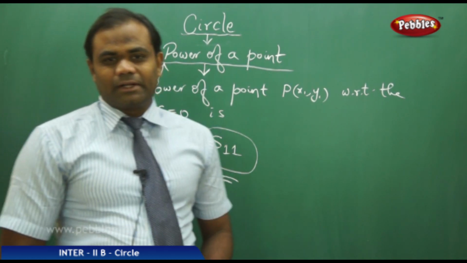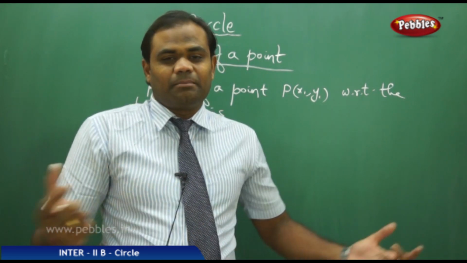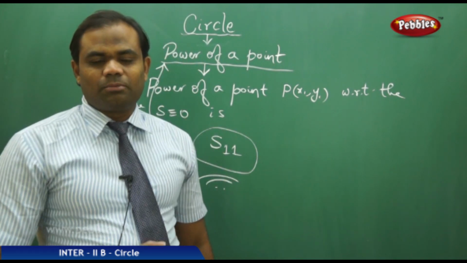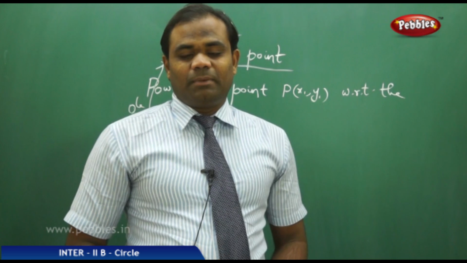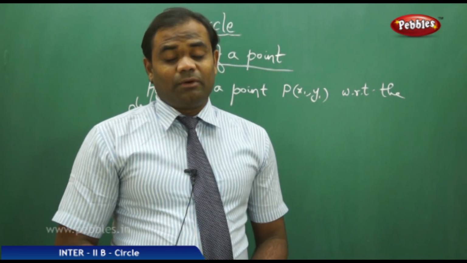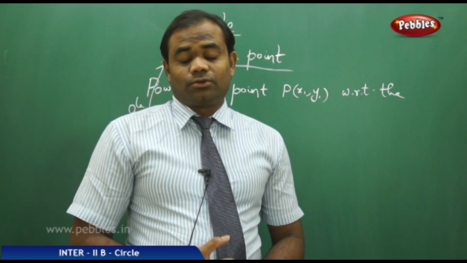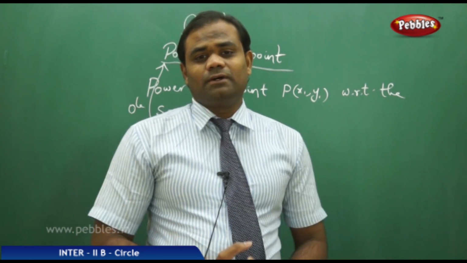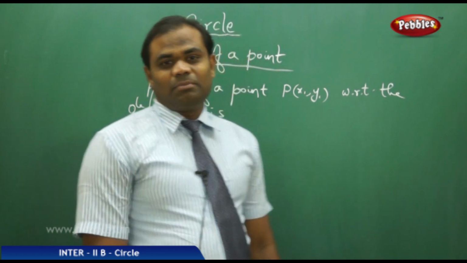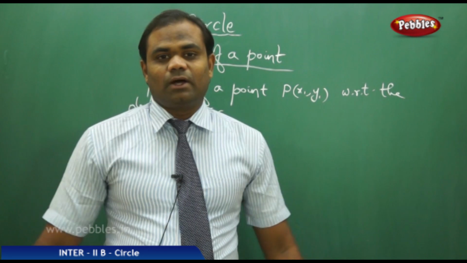Now this is very much connected with the position of a point, because the position of a point is decided by the power of a point. That is, if the power of a point is positive, then the point lies outside the circle. If the power of a point is negative, the point lies inside the circle. If the power of a point is 0, then the point lies on the circle. It is through its power that we decide the point lying inside, on, or outside. Power of a point with respect to circle S equal to 0 is S11.